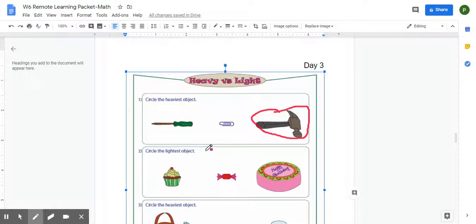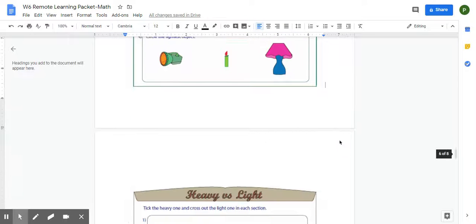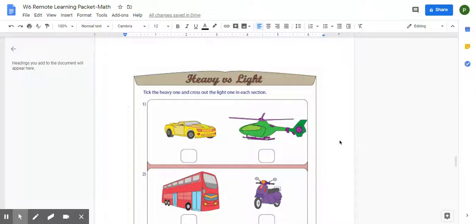So what you're going to do is just go down and circle either the lightest or the heaviest object between those 3. Going to do the same one here. Make an X on the heavy one and cross out the light one.